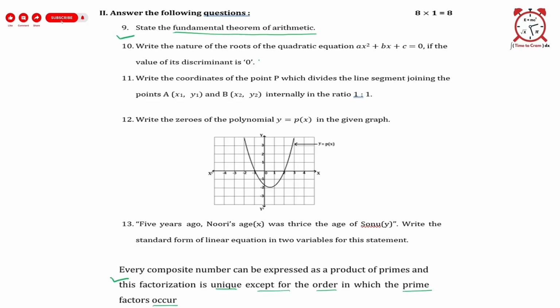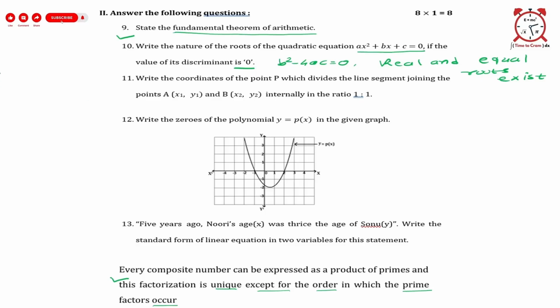Question number 10. Write the nature of the roots of the quadratic equation ax square plus bx plus c equal to 0 if the value of discriminant is 0. So here b square minus 4ac is equal to 0. It is clearly given. So we can write here real and equal roots exist. Equal roots exist. This is the answer.